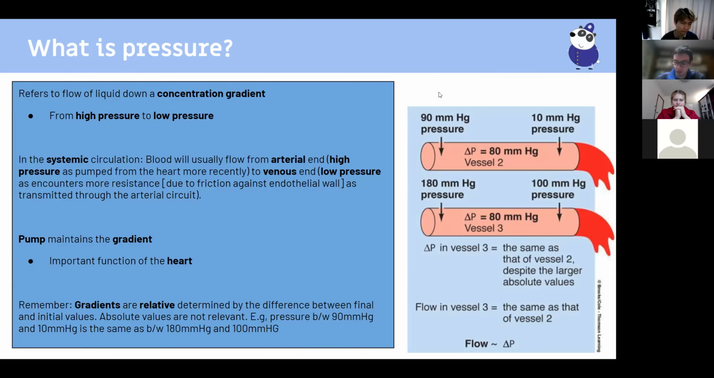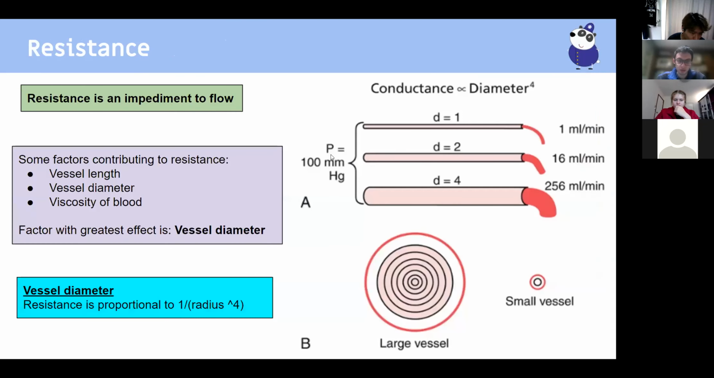The next important point is to remember that pressure should always be written as change in pressure, or delta pressure, because pressure is only important in terms of the relative difference. So the 80 millimeters of mercury between 90 and 10 is the same pressure difference as that between 180 and 100. It's the final minus the initial, and that's what determines flow. So the flow in these very high pressure vessels is the same as in this one because the pressure difference is the same, assuming resistance is the same. I hope that makes sense.